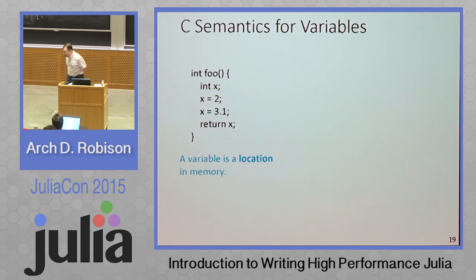C and Julia have very different semantics for variables. I think it's particularly an issue if you come from C or Fortran. How many people here have programmed in C or Fortran? Yeah, you're the ones with the problem.